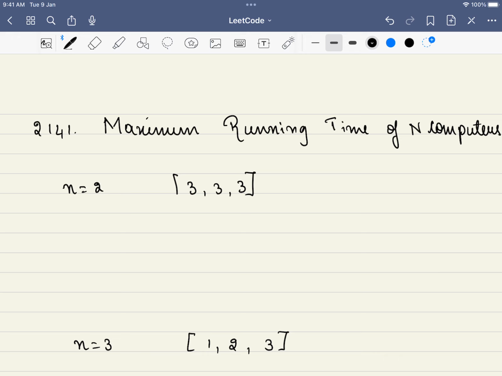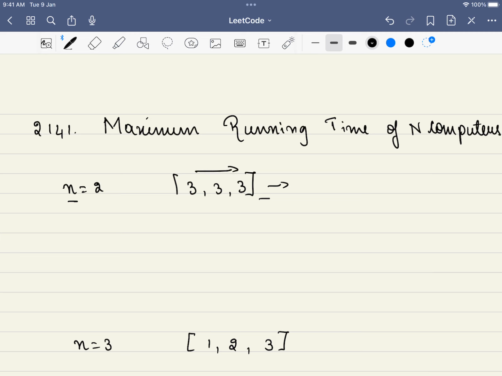In this problem we are given n and we are given an array. This n indicates the number of computers and this array indicates the batteries with power 3, 3 and 3. Now we have to run these two computers for the maximum amount of time by utilizing these batteries.